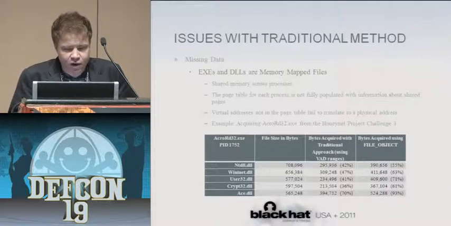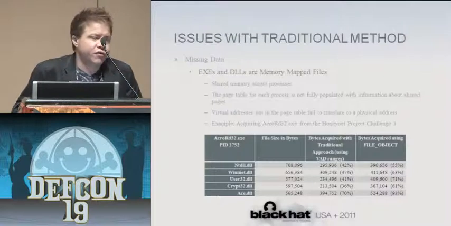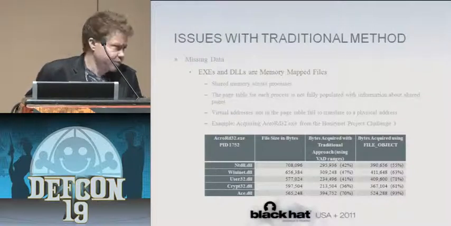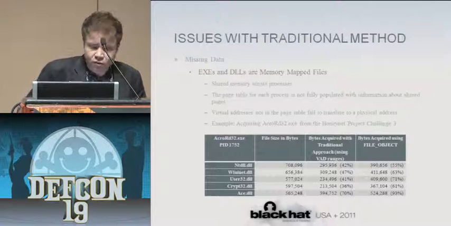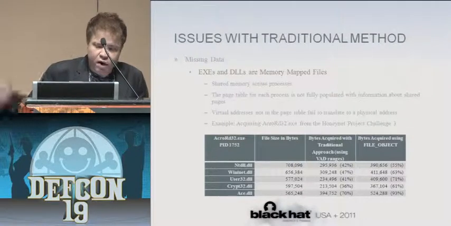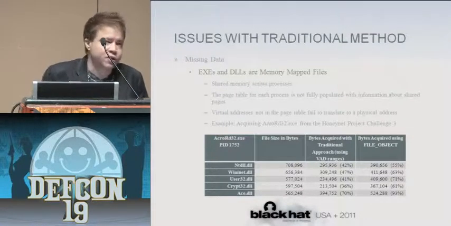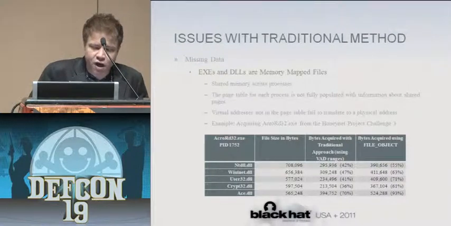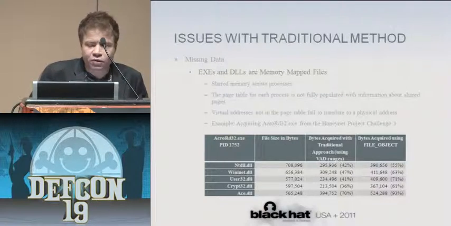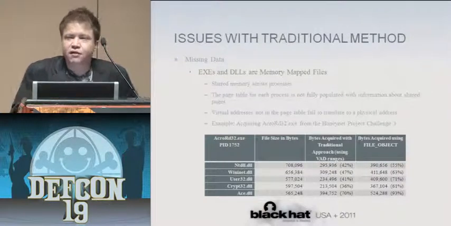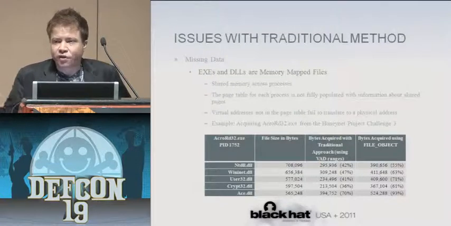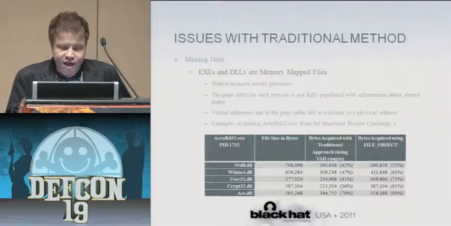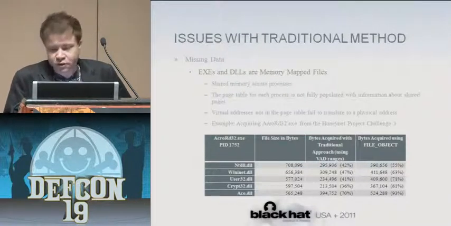And here's an example. I've taken the HoneyNet Project Challenge 3. If you're familiar with that, that was a memory image. Came out about 1.5 years ago. I acquired these files out of the memory image, and there I just chose files at random. And you see the file size there in the first column, and then the bytes acquired with the traditional approach. So that's using the VADs. That's a starting virtual address, ending virtual address, and using the DTB of the process to acquire it. And that's how much of the file that we could acquire.